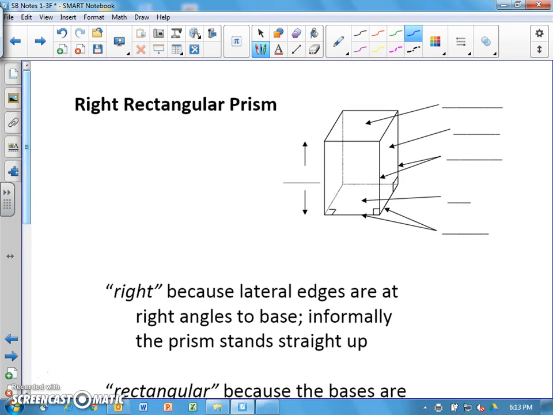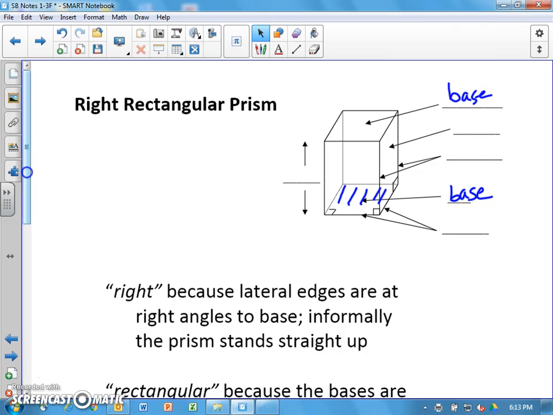So we look at this. This top part right here will be our base. Okay? So will this one right here. This is also a base. Your bases are faces. But in this case, so are the ones that they're showing here on the side. So this is also a face. If you want to be specific, you can call it a lateral face if you need to do so.